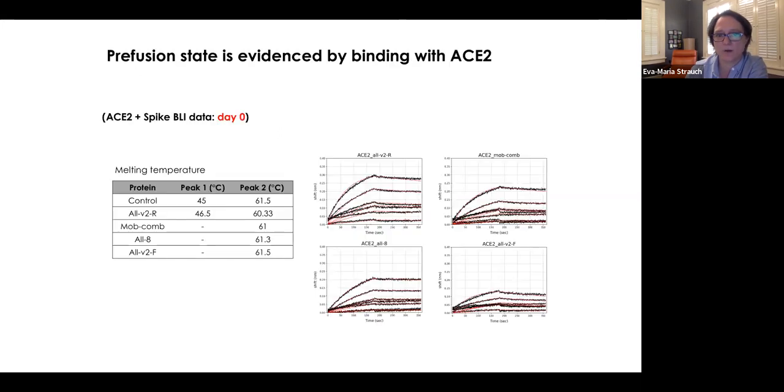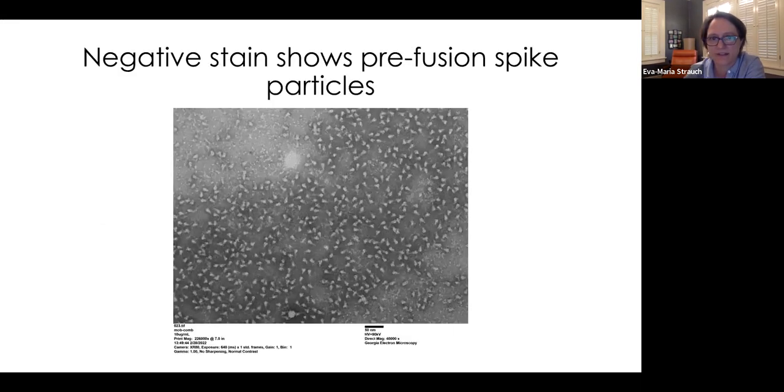So we wanted to know, well, we can test binding to its receptors. We expressed ACE2 that we then used for bilayer interferometry to see, does it still bind? And the answer is yes. Then we looked into negative stain to see, do we have pre-fusion? And the answer is yes. It's one of the most gratifying negative stains because it's such a big particle that it makes just pretty pictures.